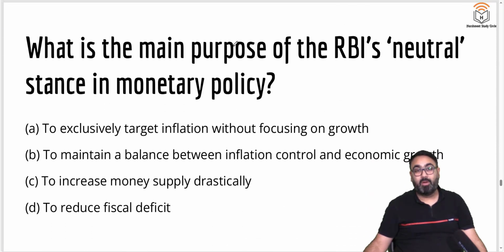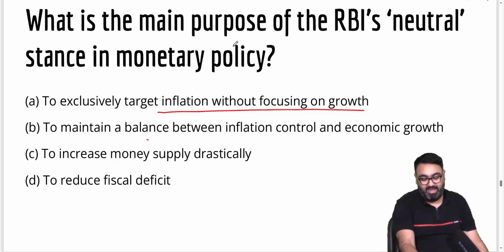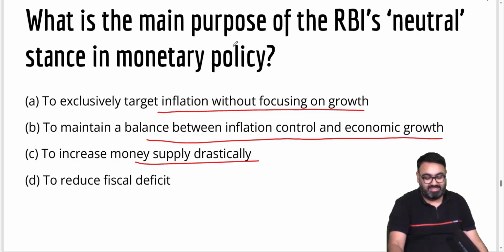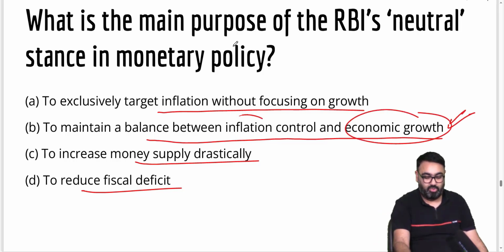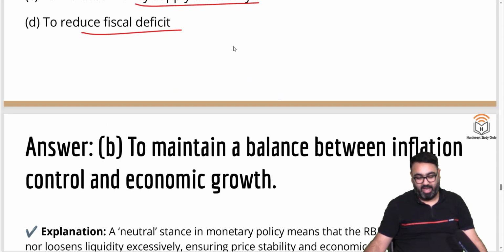Second question, what is the main purpose of RBI's neutral stance in monetary policy? We discussed this. Exclusively target inflation without focusing on growth. To maintain a balance between inflation control and economic growth. To increase money supply or to reduce fiscal deficit. We discussed how RBI has changed its stand from withdrawal of accommodation to neutral. Neutral means now they are trying to balance inflation and economic growth. Rather than focusing on one, they are focusing on both now and trying to balance it out.